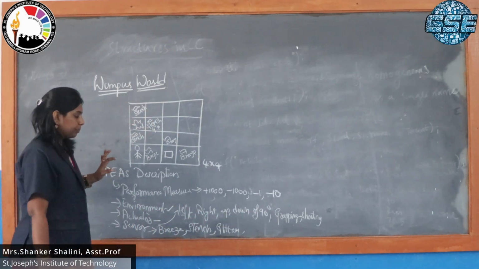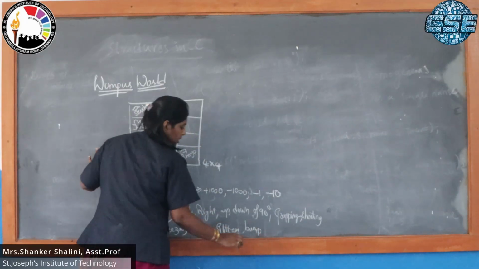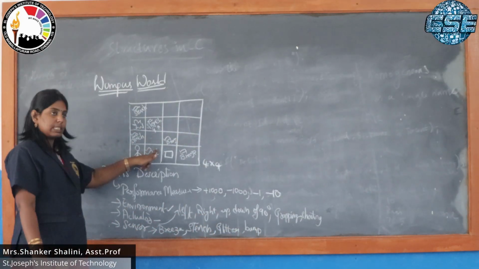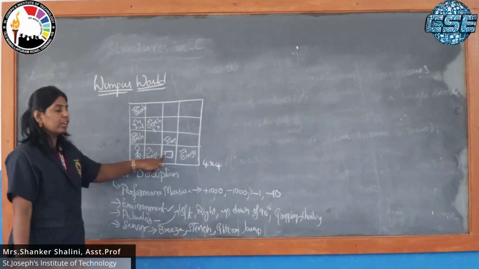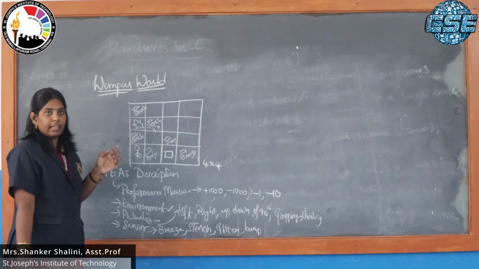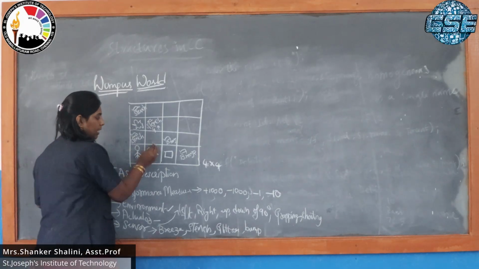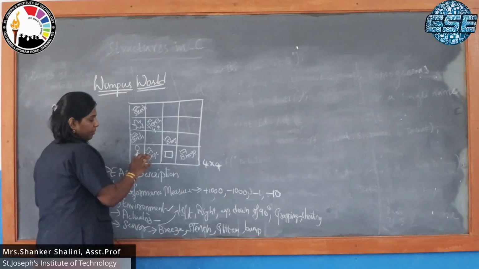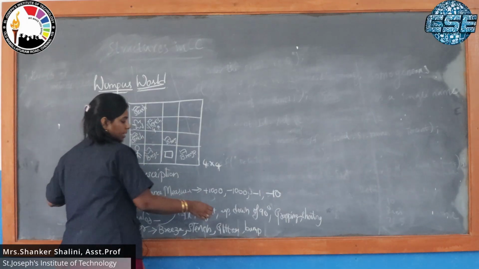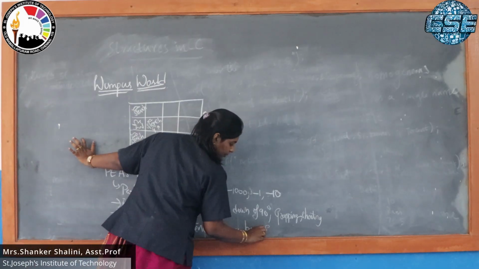Next is bump. This bump sensor is nothing but, if the agent moves inside the grid and touches the walls, there will be a sensor indicating that. So we will find a bump sensor here. The next sensor is scream.